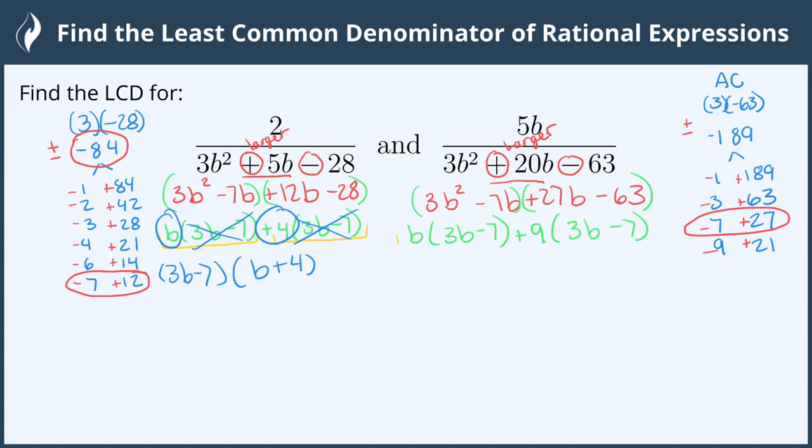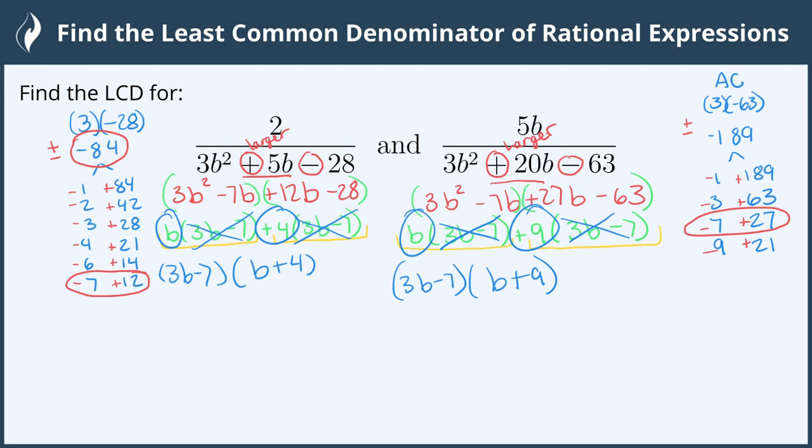Now that we've factored out the greatest common factor, we have two terms, and we'll factor out the greatest common factor, which is the binomial 3b minus 7. Factoring it out of both terms, we are left with b plus 9. Now we have factored both of the denominators.